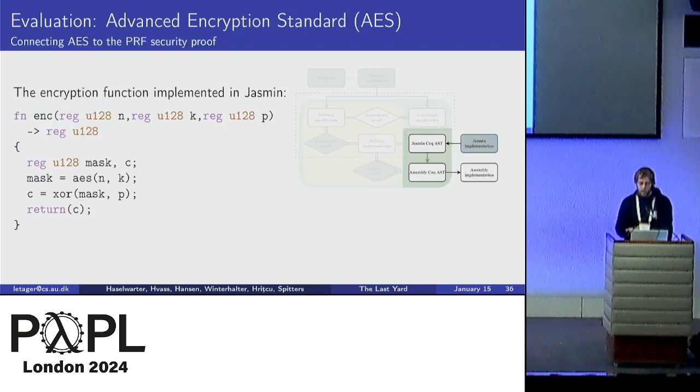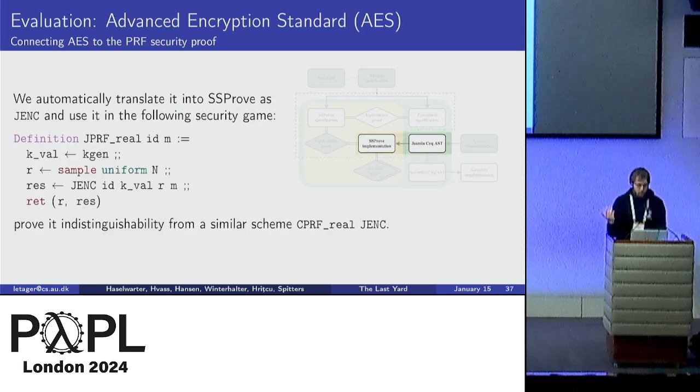So what the encryption function actually looks like in Jasmine is this for AES. We actually take AES and run it on some values, which gives us a mask. We then take that mask and XOR it with the message, and that gives us the cipher. If we hook that encryption function, so first we translate it to Jasmine and hook it into this security game where we generate a key, then sample uniformly at random some value, and then do the encryption, then we get the scheme displayed before.